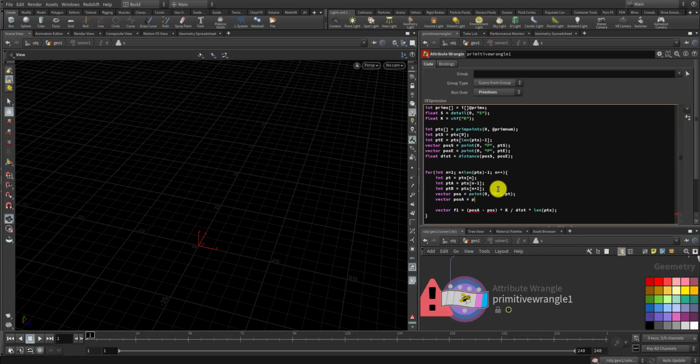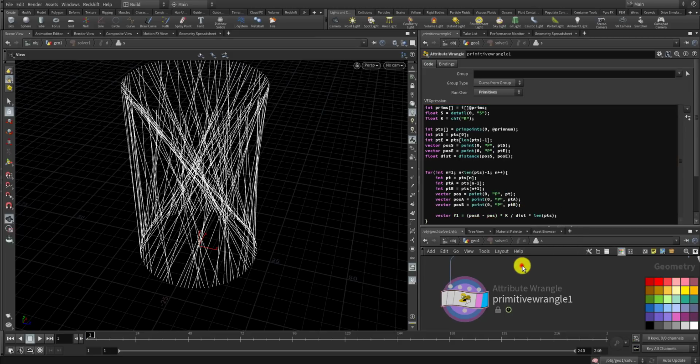And pos A will be from PTA, pos B will be from PTB, right? Okay, now that's F1, force one. And you should do the same for F2, which is for the after point, for pos B.